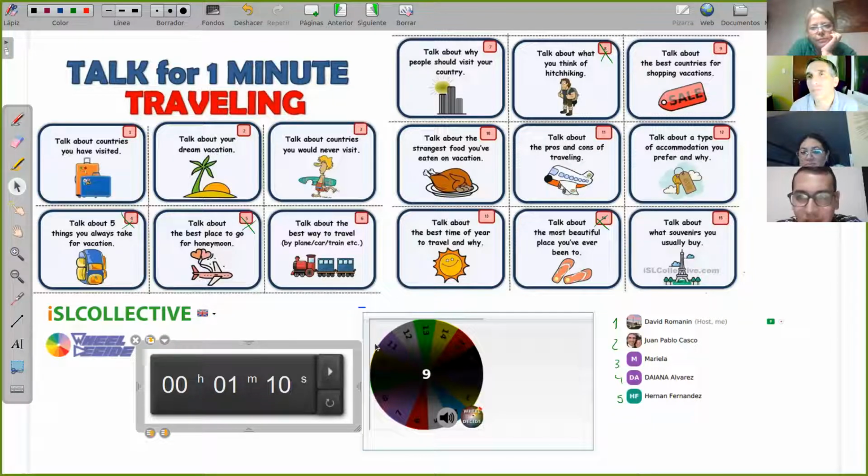Talk about the best countries for shopping vacations. Do you know what shopping vacations are? Yes. Más o menos, digamos, pero algo. So it's a vacation when you go to a place to buy things. You don't go there for the scenery, you don't go because of the activities, you just go because you want to buy things. Shopping vacations. Okay? So you have 10 seconds to think and 1 minute to talk.